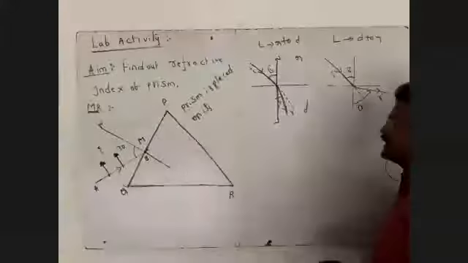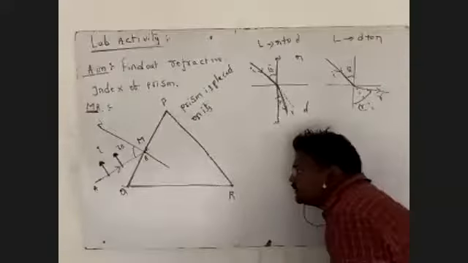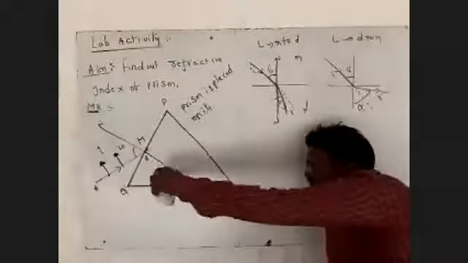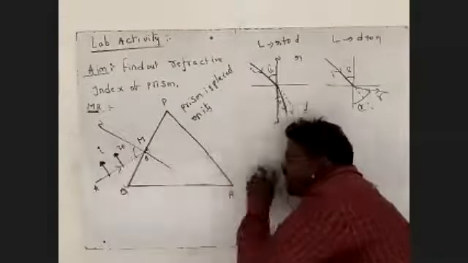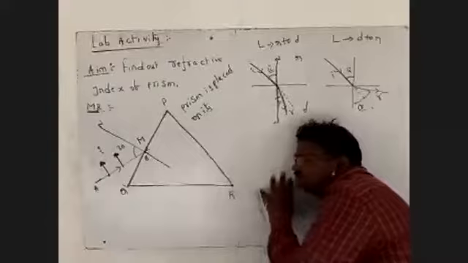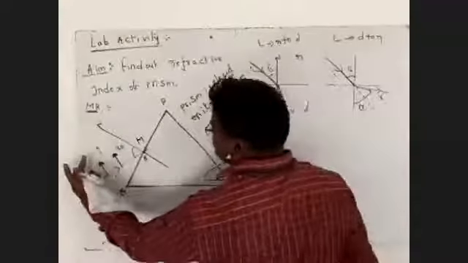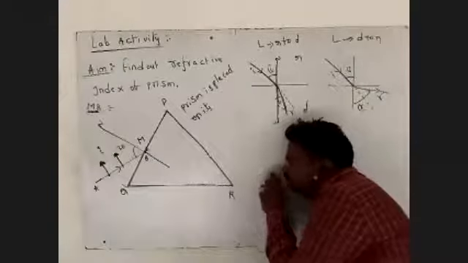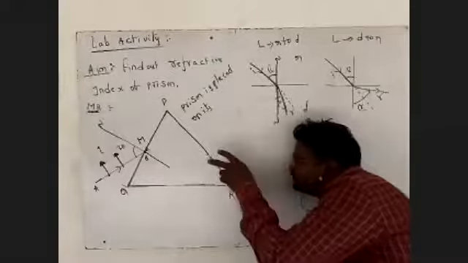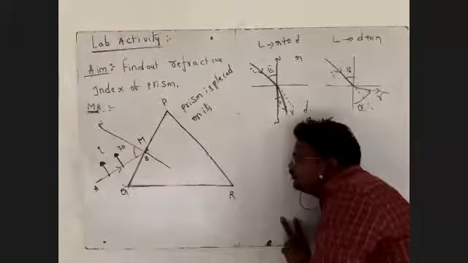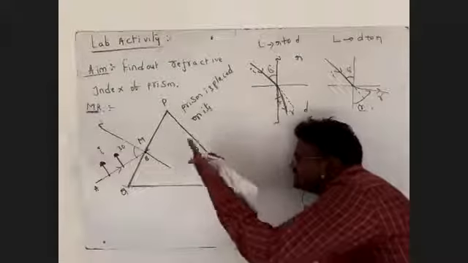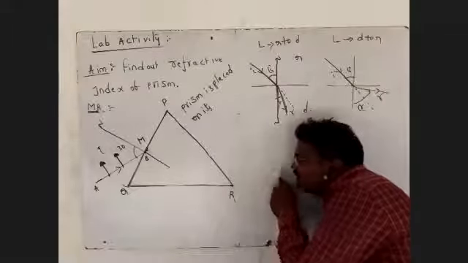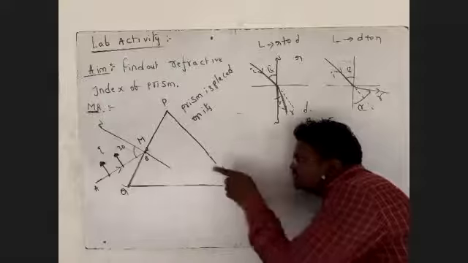I keep my eye here and I'm looking at the two pins. My eye is on this side of the prism, the right side of the prism, and the two pins are on the left side of the prism. Now I'm looking at the two pins through the prism. Then my eye is kept on the left side of the prism and I'm looking at the two pins through the prism.